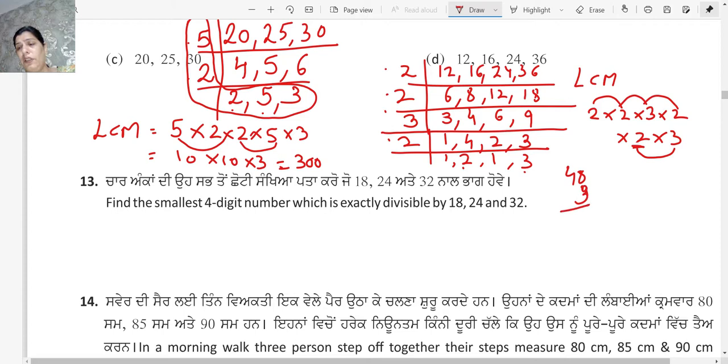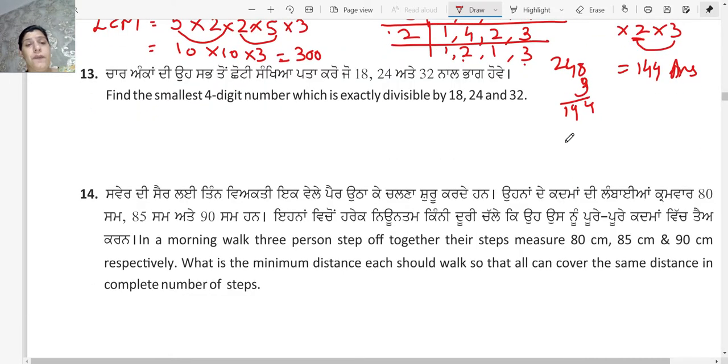48 into 3, 3 8s are 24, 4 3s are 12 and 144. Yes. So the answer is 144, that is the LCM. So you can do the other two parts. In case of any problem, you can message me, beta.